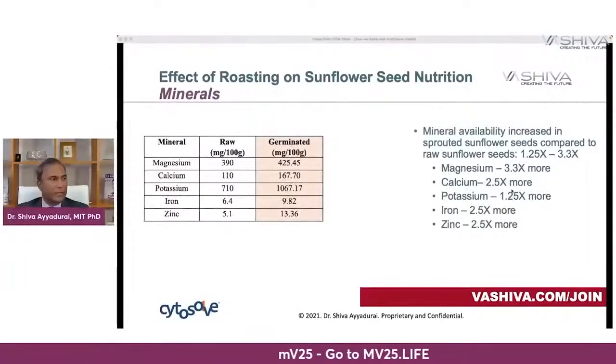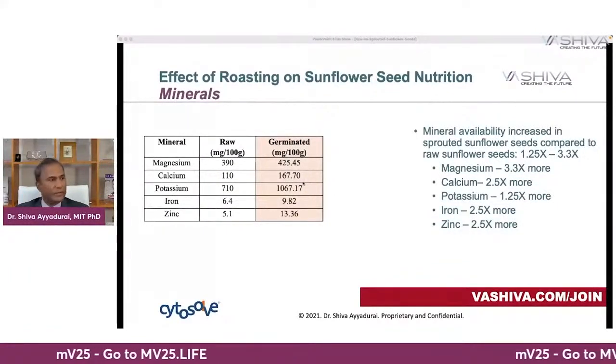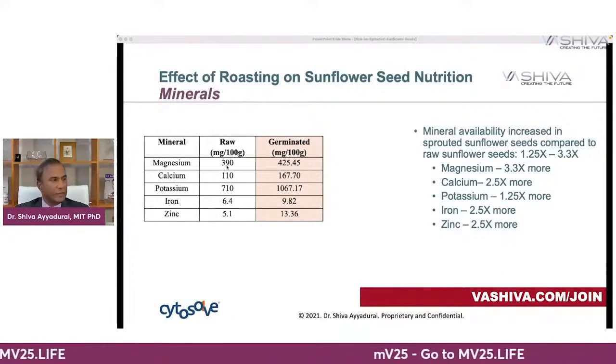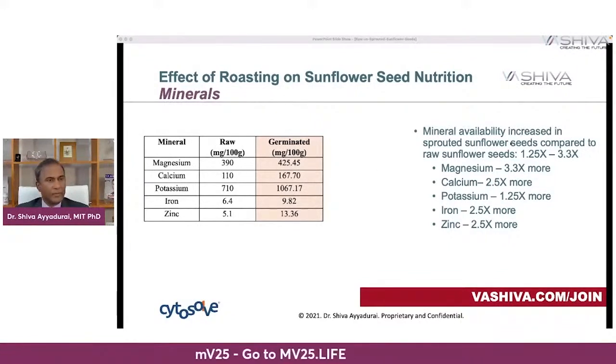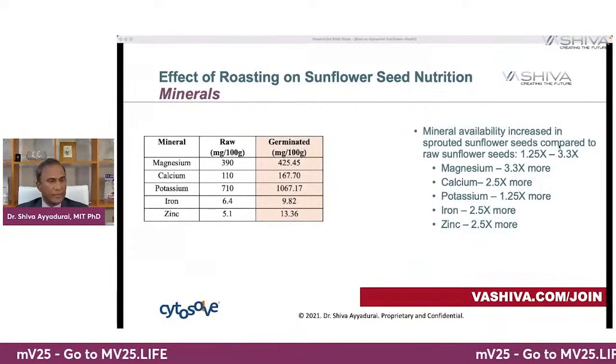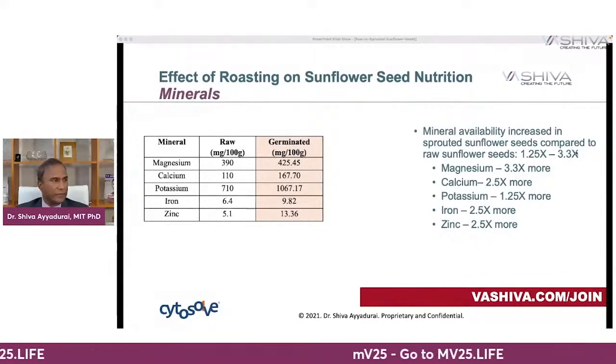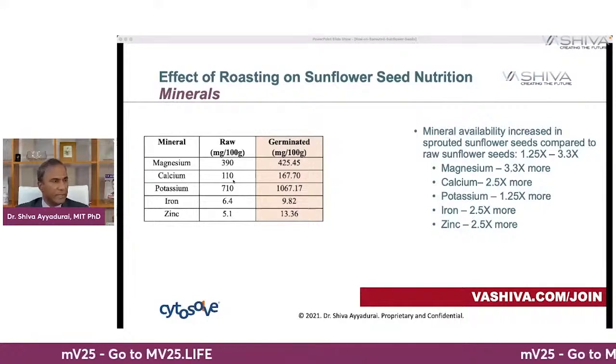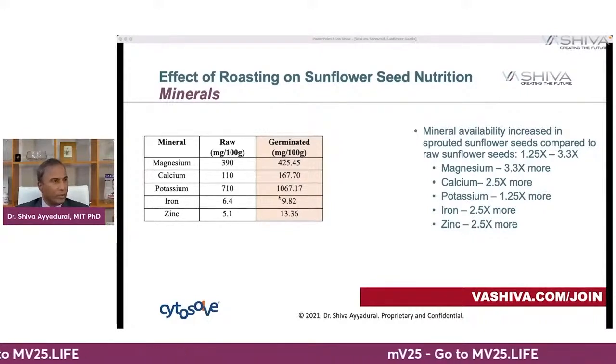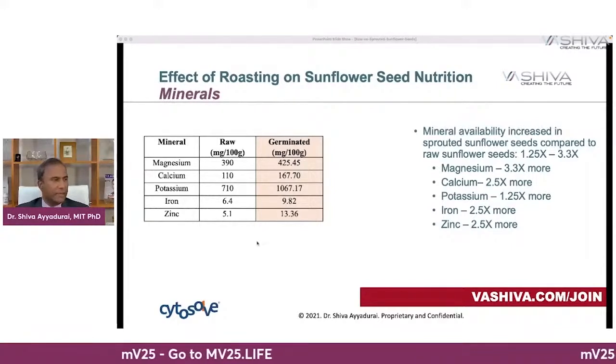Now, minerals, the second key measure. Look at this. Look at the level of minerals in raw and germinated. It's quite a profound difference. Magnesium, there's 3.3 times more. Mineral availability increased in sprouted sunflower seeds 1.25 to 3.3 times. If you look at calcium, that's about 2.5 times more. Potassium, 1.25 times more. Iron, about 2.5 times more. And zinc, about 2.5 times more.